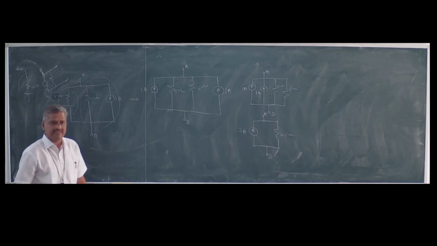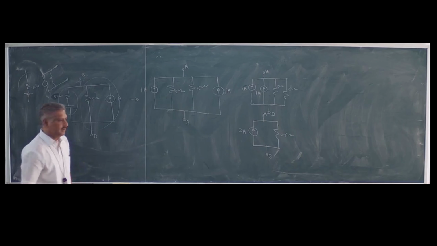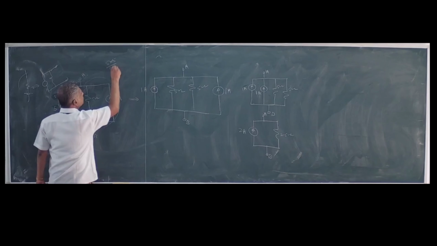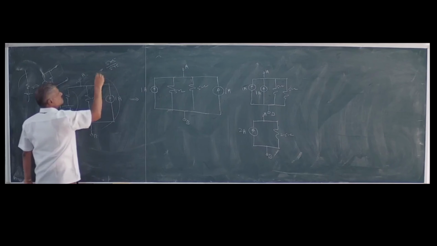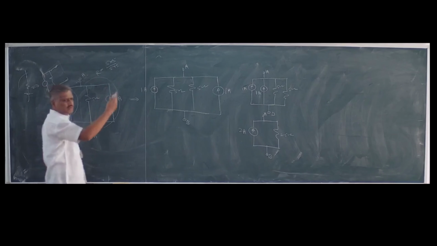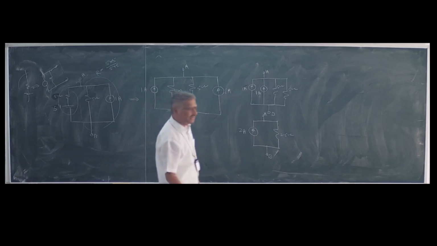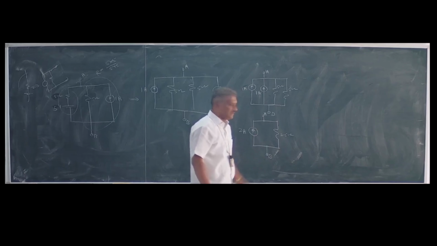Yes or no? 5 is parallel with the 5? 2.5. Because 5 into 5 divided by 5 plus 5. What is the rule of the parallel circuit? R1 into R2 divided by R1 plus R2. That's a simple trick. Or 1 upon R is equal to 1 upon R1 plus 1 upon R2. Same thing. Is it right?